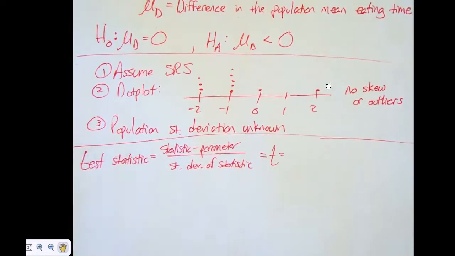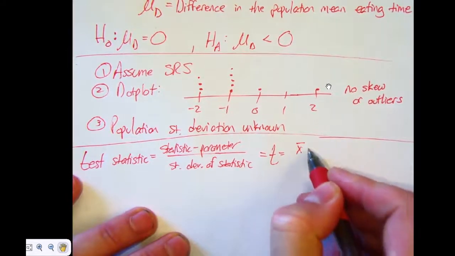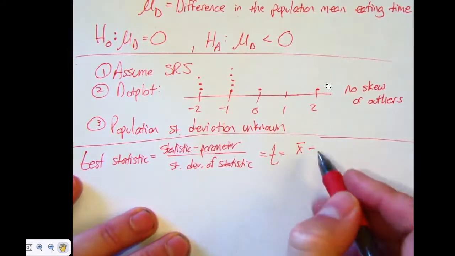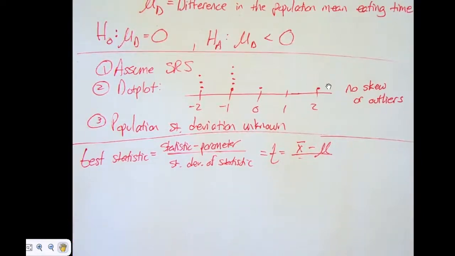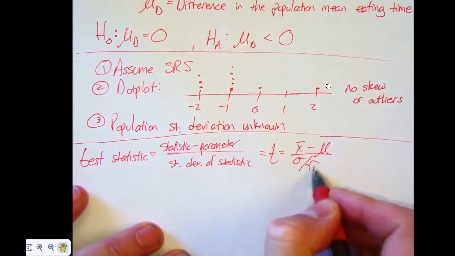So we're doing a one sample mean test. What's the statistic for means? How do I represent that? What's the parameter? Mu. What's the standard deviation of a one sample mean? Standard deviation over that. Yep. Thank you.